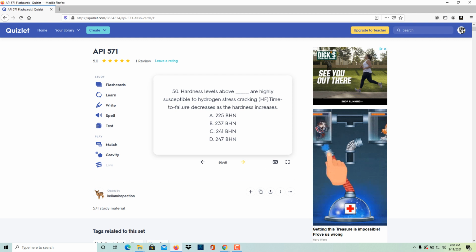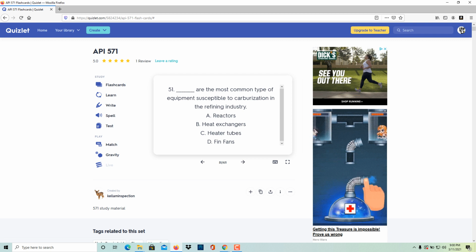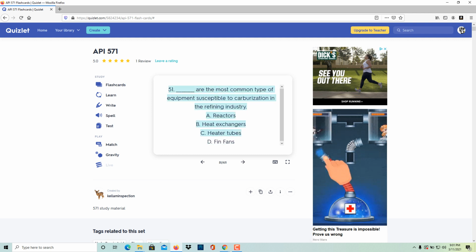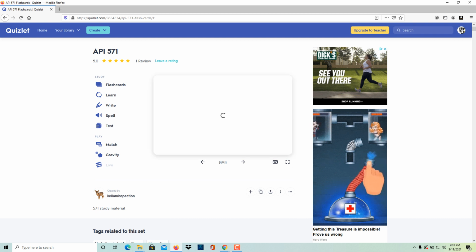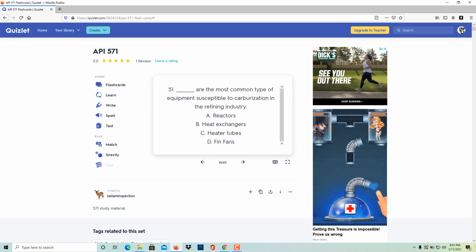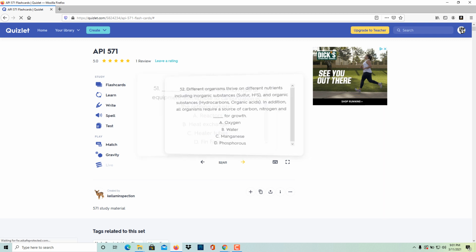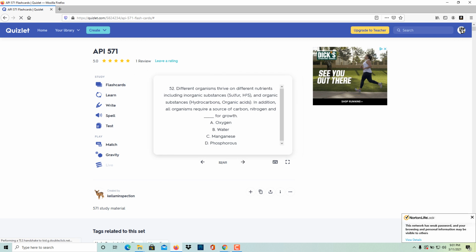Continue review session 51. Blank are the most common type of equipment susceptible to carburization in the refining industry. Oh man, I don't even know. Heat exchangers, maybe? C. Heater tubes are the most common type of equipment susceptible to carburization in the refining industry.